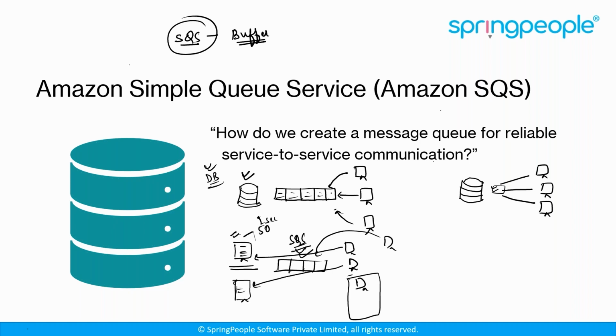I hope so far it's kind of clear why we need a queue and why we call a queue a buffer service. It helps me to have service to service communication. There could be hundreds of use cases for SQS. These are some major use cases which I have seen in the actual world, and I've displayed the same here.